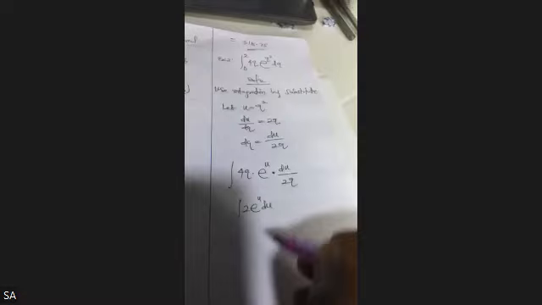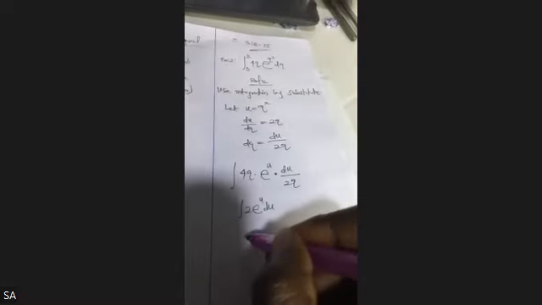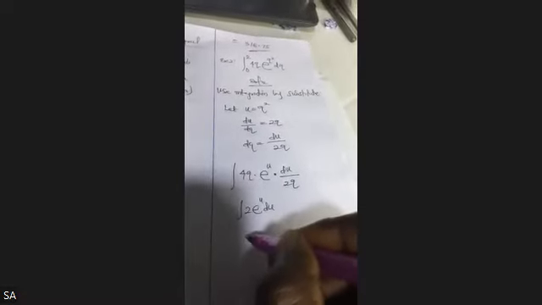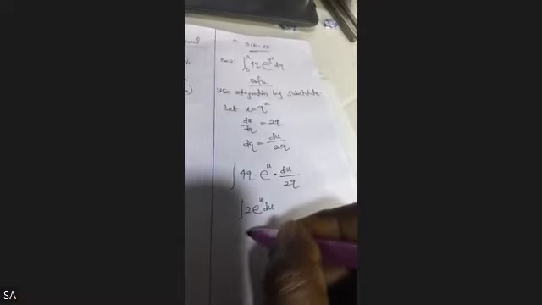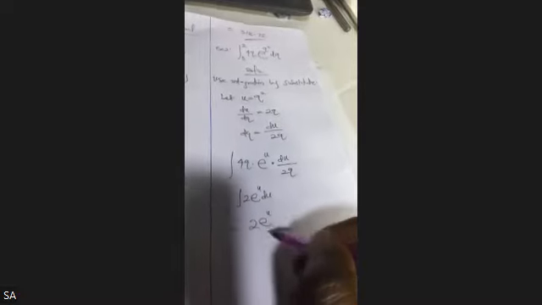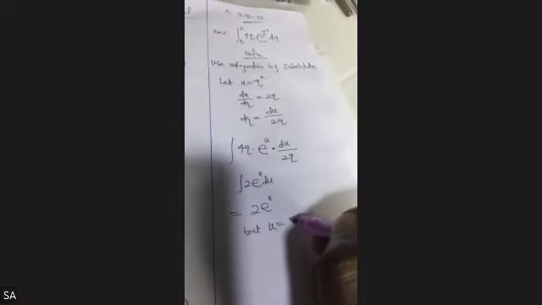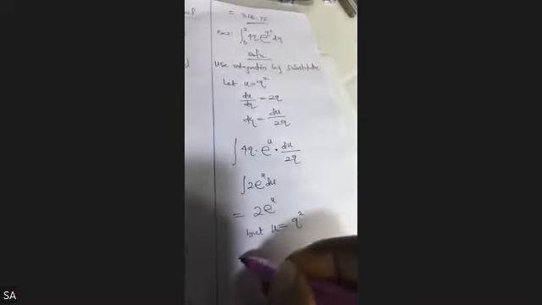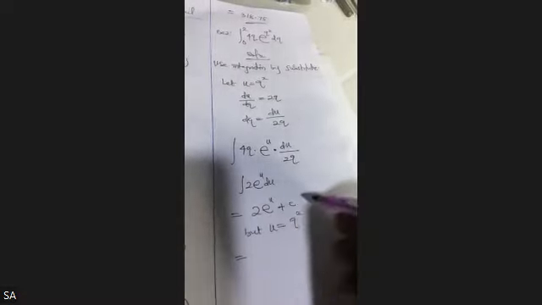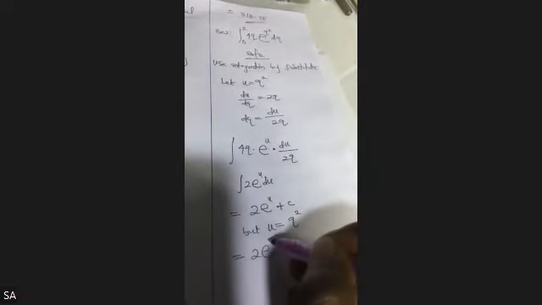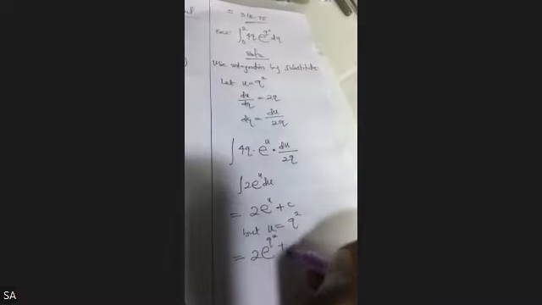Remember, if you integrate e raised power u, it still gives e raised power u. So this will still give us 2 e raised power u. But u is equal to q raised power 2. So plus c. Remember, at this point, you should add plus c. If you like, you can add; if you like, don't add. So this will be 2 e raised power q squared plus c.